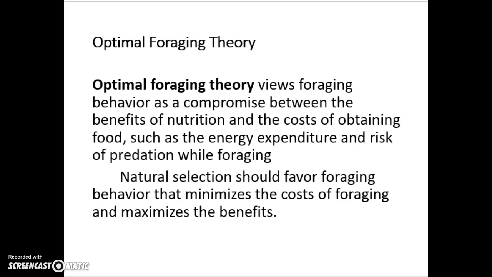The final definition I want you to be familiar with is optimal foraging. Optimal foraging is a theory that looks at foraging behavior as a compromise between the benefits of nutrition and the cost of getting that food, such as the energy that's required and the risk of predation, being eaten, while you're foraging. So natural selection is going to favor foraging behavior that minimizes the cost of foraging but maximizes the benefits of that foraging. And just to remind you, foraging means the hunting and searching for food. It can involve risk-taking behavior of the organism in order to get that food.